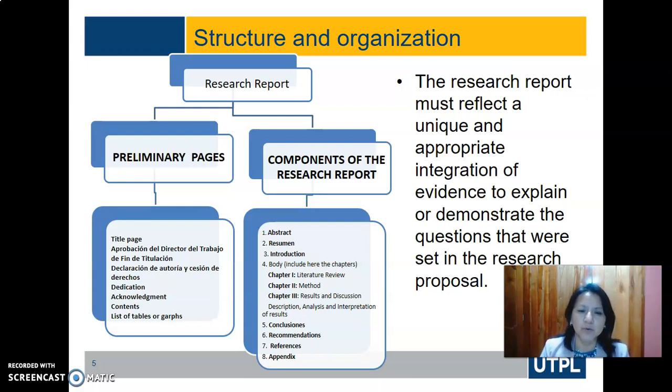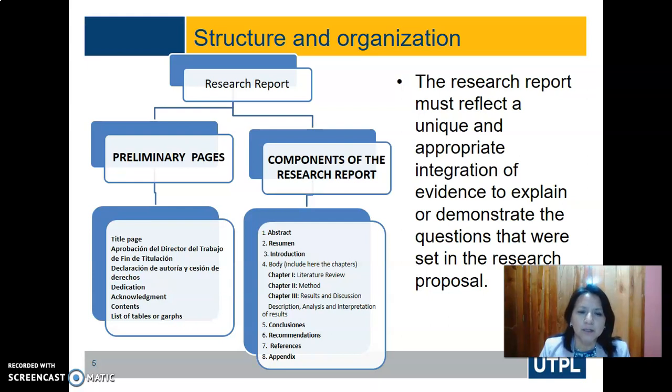In chapter number 1, you are going to include the literature review. Chapter number 2, method, in which you detail all the sample characteristics, the instruments, the procedures that you applied in order to gather information and to analyze the data. All those details are very important in order to provide readers a very clear idea of the process you followed in order to demonstrate the research questions or hypotheses.